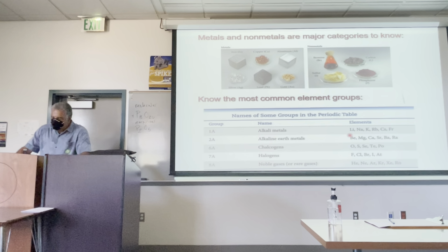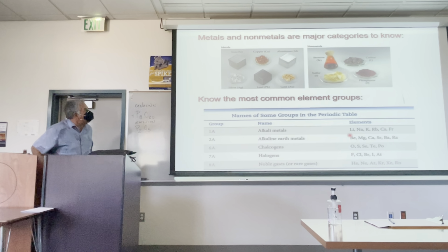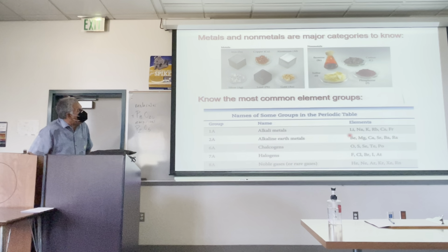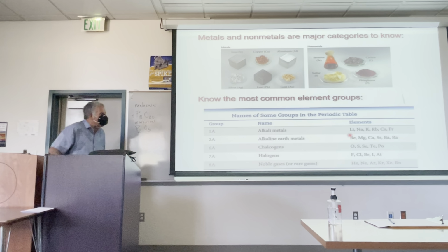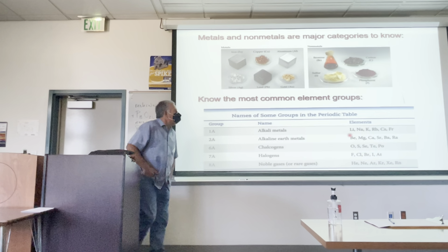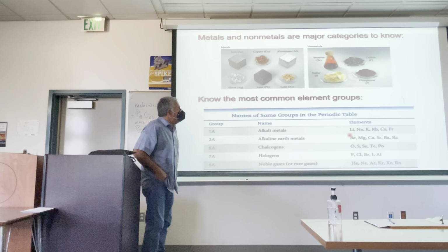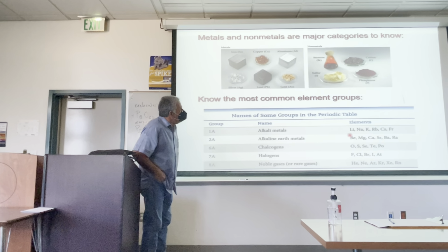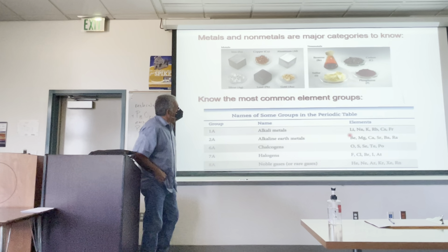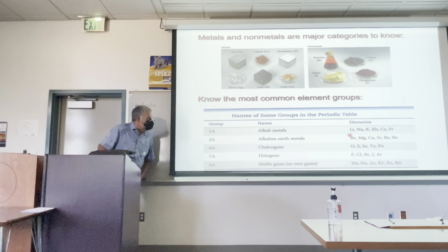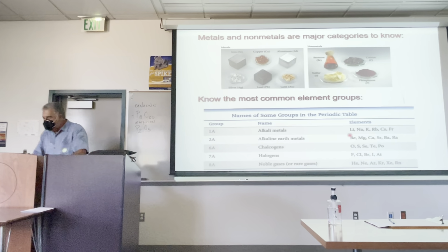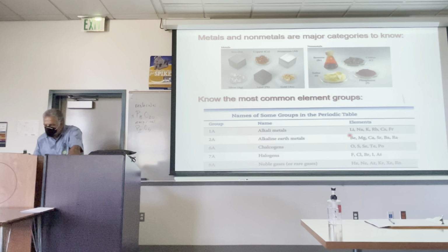So metals and nonmetals are major categories to know, and we have some pretty pictures of metals like iron and copper and aluminum and silver and lead, and gold. And then bromine is a liquid at room temperature. You put bromine as a liquid, and then carbon and sulfur and phosphorus, all nonmetals. Interestingly enough, carbon is not a metal, but it does form diamonds. Okay, so what else do we need to know?